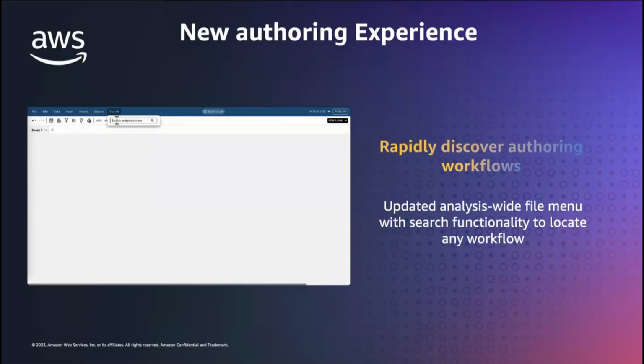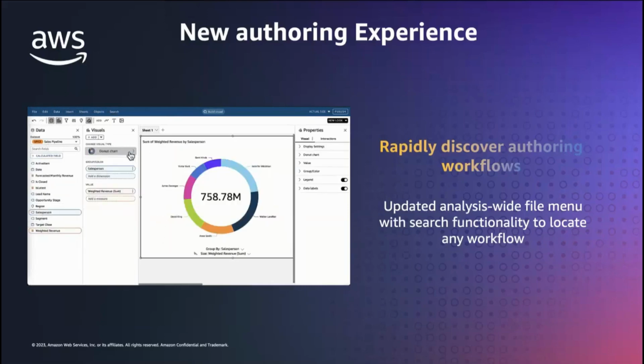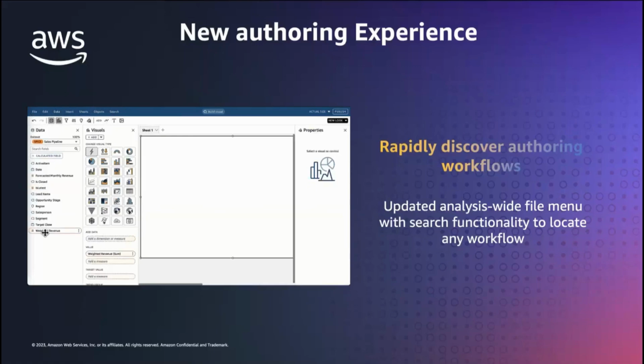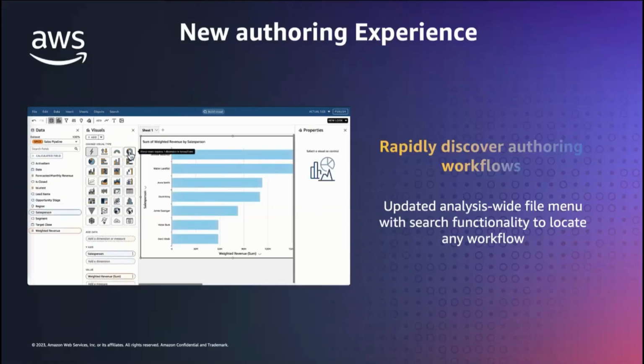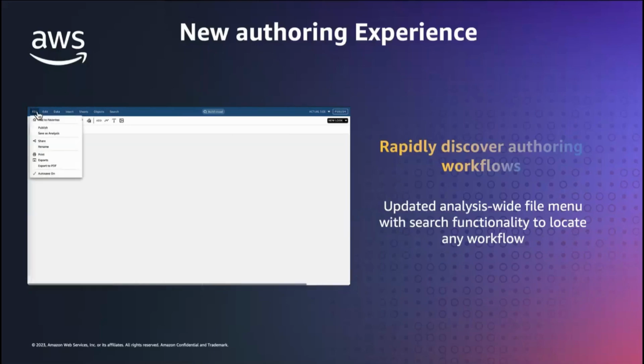This file menu also hosts something called quick search that makes it very easy to go to any analysis function by just starting to type the functionality that you're finding, making it very easy and intuitive to get to any authoring workflow by just clicking on the search and typing what you want to do with your authoring.